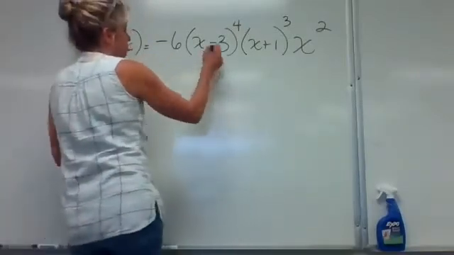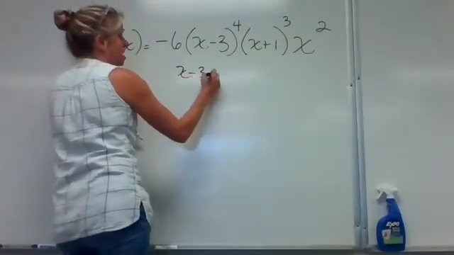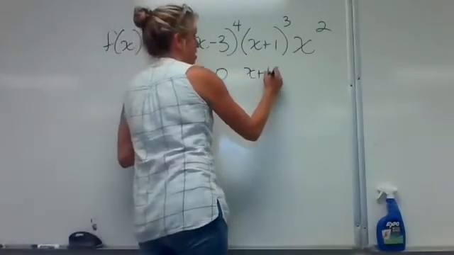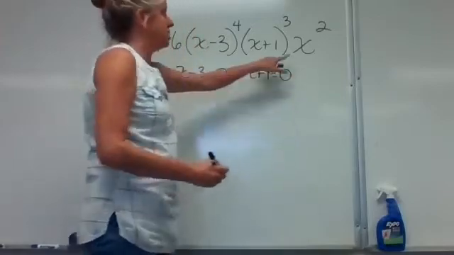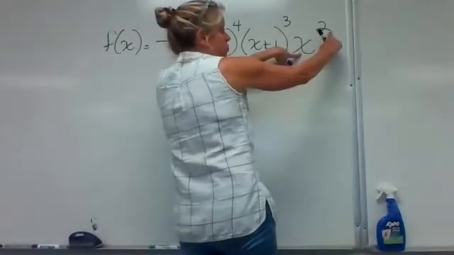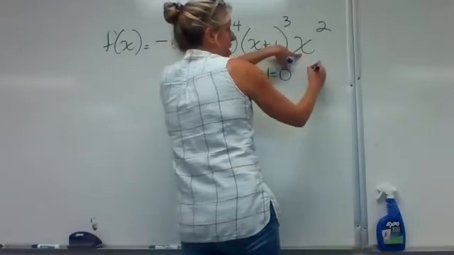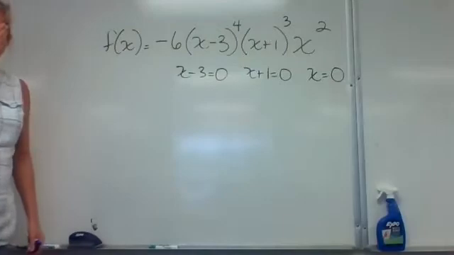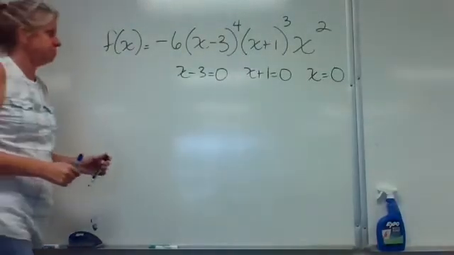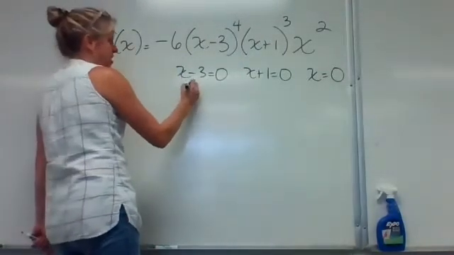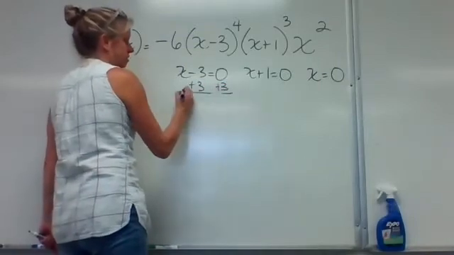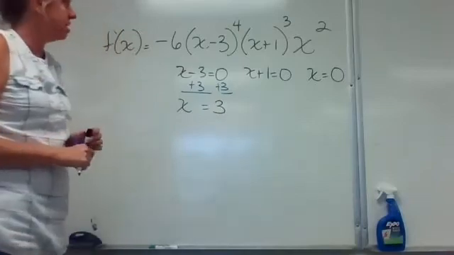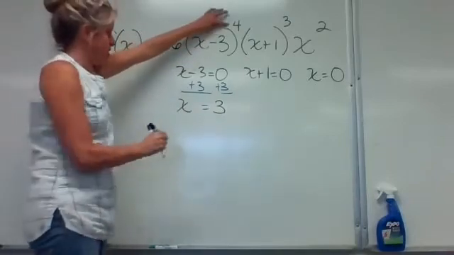So let's see, this one's going to be x minus 3. I'll set it equal to 0. x plus 1, I'll set it equal to 0. And this one, remember, that's just its multiplicity number. The factor is just x. Set it equal to 0. And then solve them. So get rid of the minus 3 with a plus 3. So this one is x equals 3, and its multiplicity was 4.